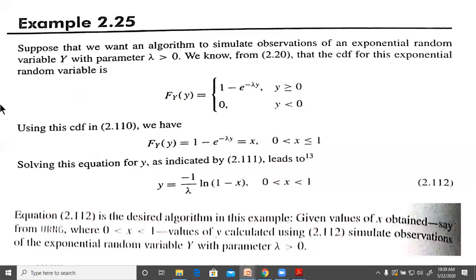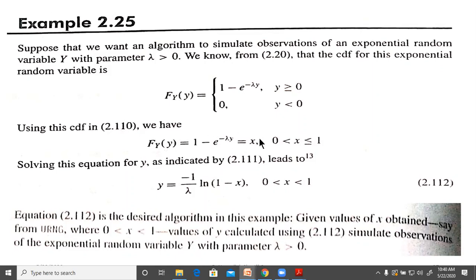So let us take examples corresponding to this. Suppose that we want an algorithm to simulate observations of the random variable Y with parameter lambda greater than 0. We'll finish with this. We know from 2.20 that the CDF for the exponential random variable is F_Y(y) equal to 1 minus e to the power of minus lambda y for y greater than or equal to 0, and 0 for y less than 0. What is important is this range where it exists. Using this CDF, you can easily find this relationship.